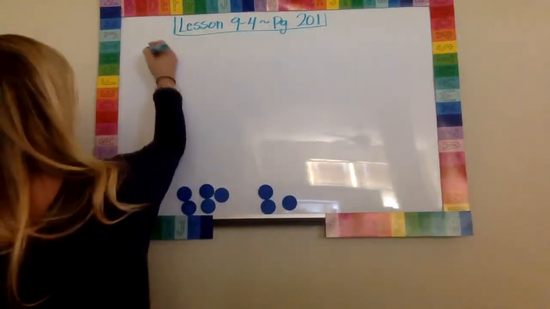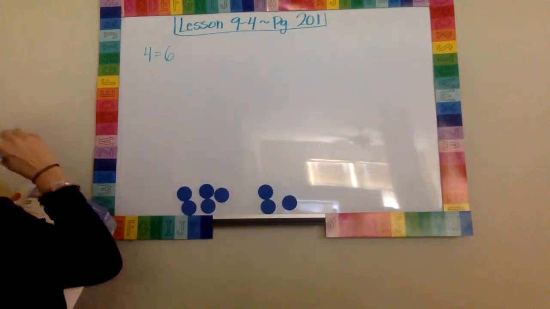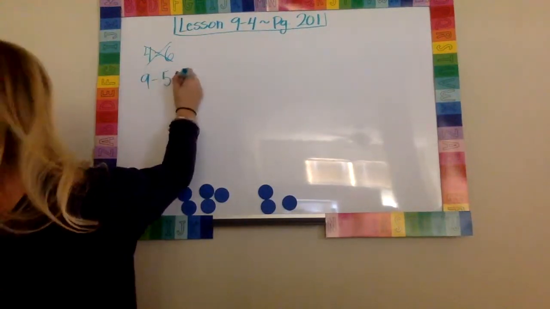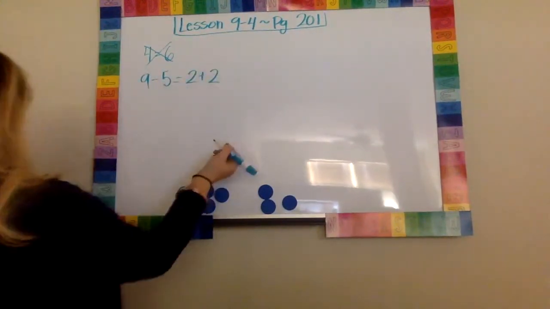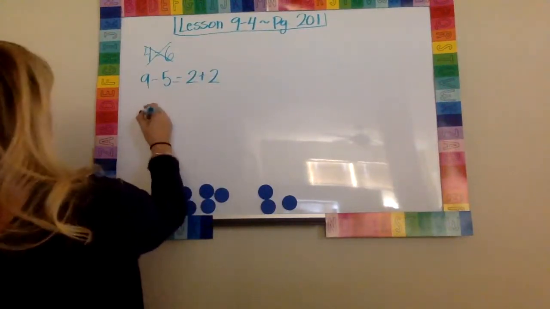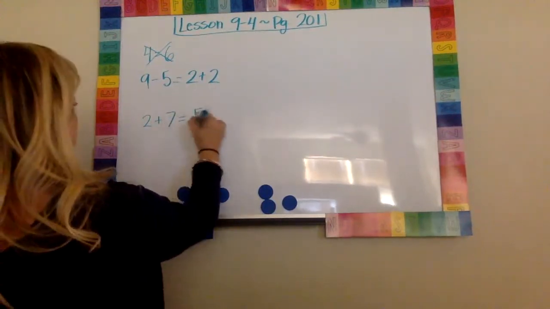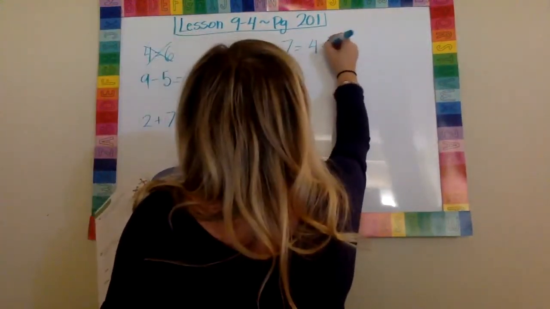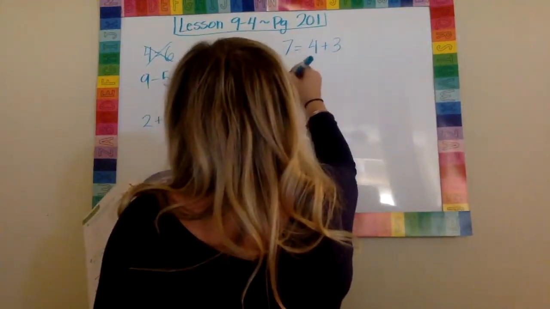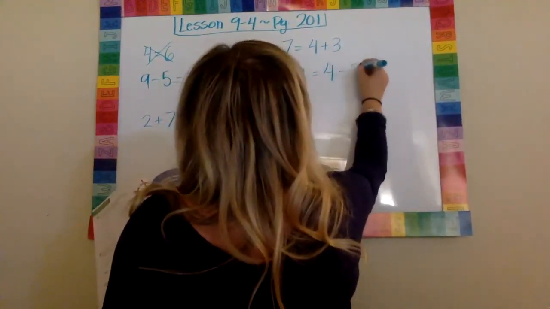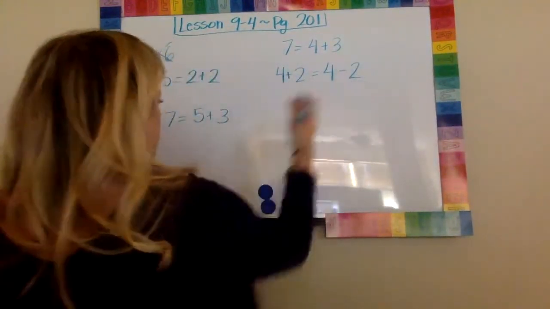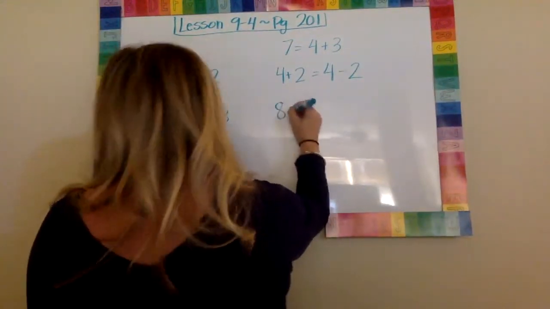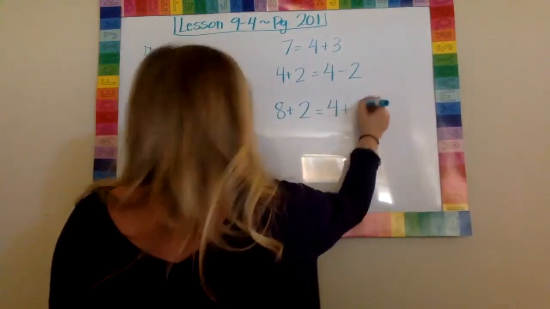The first one is 4 equals 6. Hopefully everybody knows that 4 is not the same as 6, so we're not going to circle that one. 9 minus 5 is the same as 2 plus 2. Well, maybe we gotta solve that one first, don't we? 2 plus 7 equals 5 plus 3. All right, we gotta solve that one too. 7 equals 4 plus 3. Then I have 4 plus 2 equals 4 minus 2. If I'm adding 2 and subtracting 2, am I going to get the same number? No. Hopefully you see that. 8 plus 2 equals 4 plus 6.